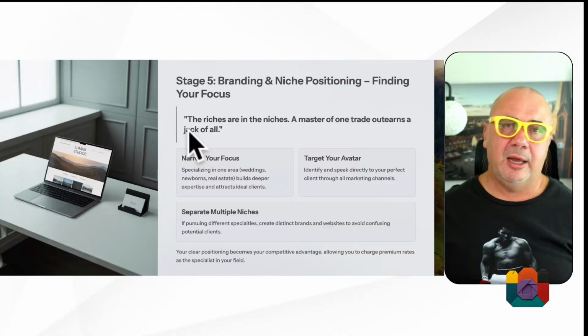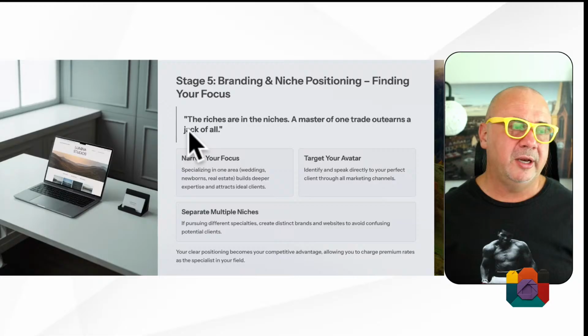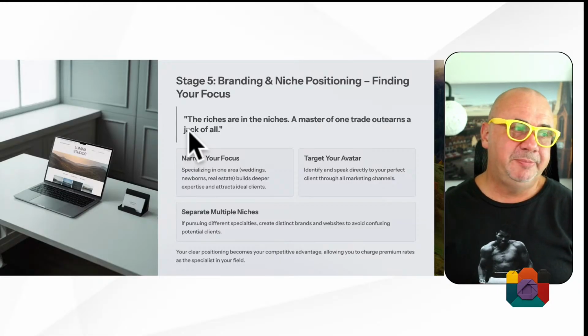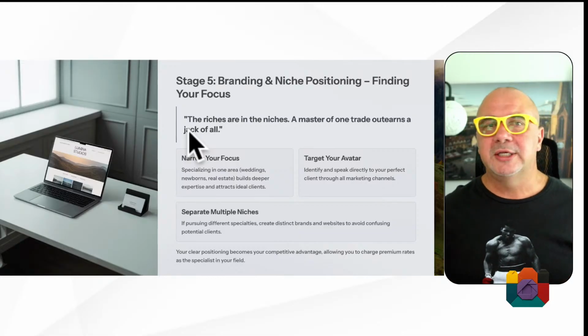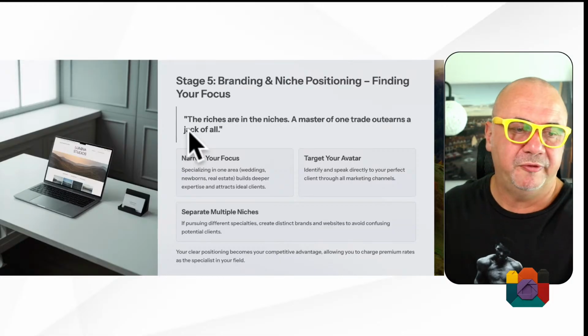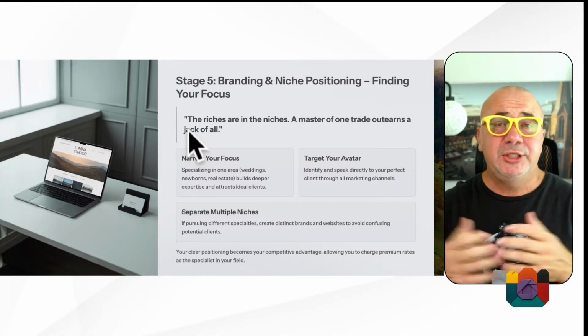Here I wanted to highlight just two things. Narrow your focus: specializing in one area like weddings or newborns or real estate builds deeper expertise and attracts ideal clients. It builds your network, so focus on one if you can. Target your avatar: identify and speak directly to your perfect client through all marketing channels. The messages are going to be different.